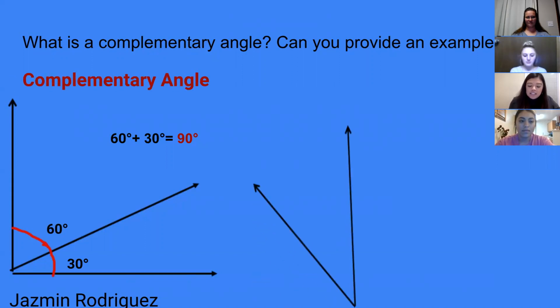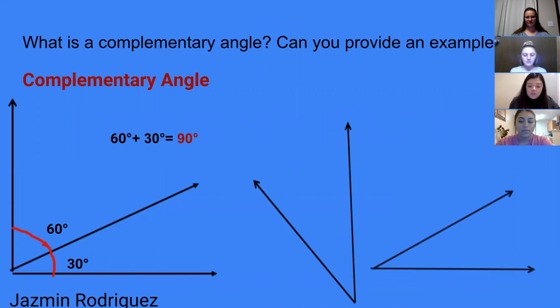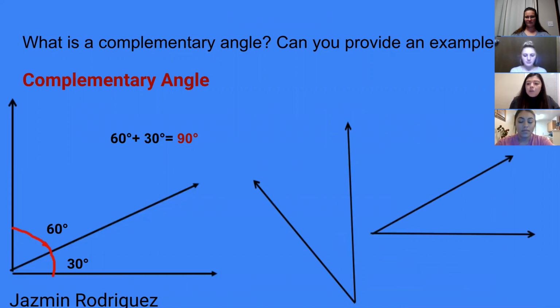On our second example, we see that we have two angles with two different measurements, and we see that they are not necessarily next to each other, but it doesn't matter as long as when we add them up, they equal 90 degrees. So 50 plus 40 is 90 degrees. Therefore, this is also an example of a complementary angle.